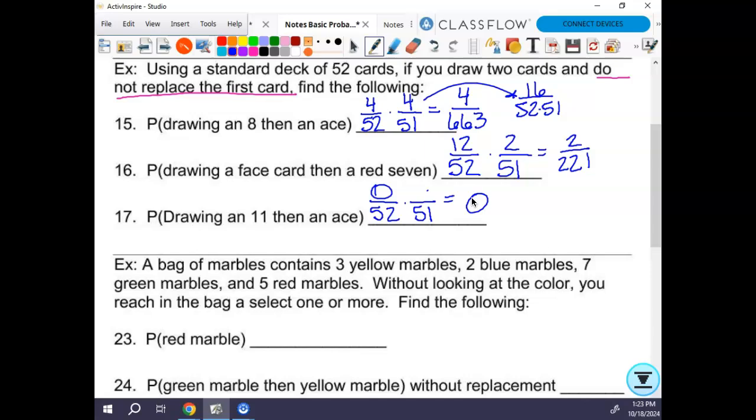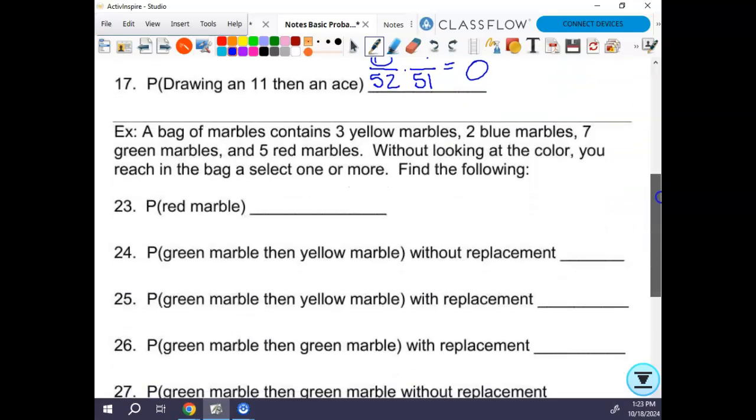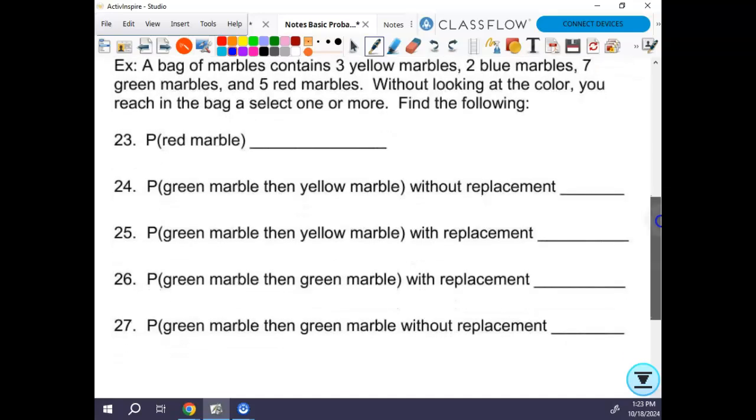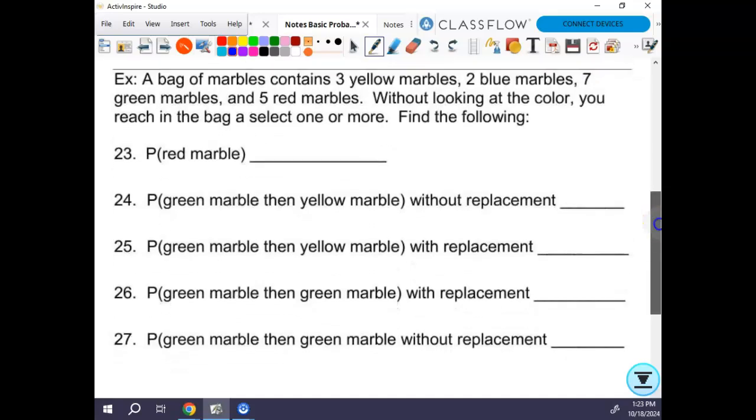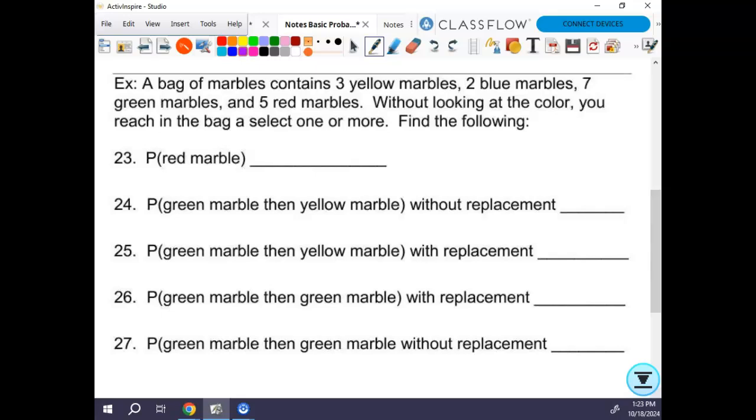Okay. So probability questions, they like to use dice, they like to use coins, they like to use cards, they also like to use marbles in a bag or something like that. And so we have a bag of marbles contains 3 yellow, 2 blue, 7 green, and 5 red marbles. Without looking at the color, you reach in the bag and select 1 or more depending on what's going on. So the probability of a red marble.